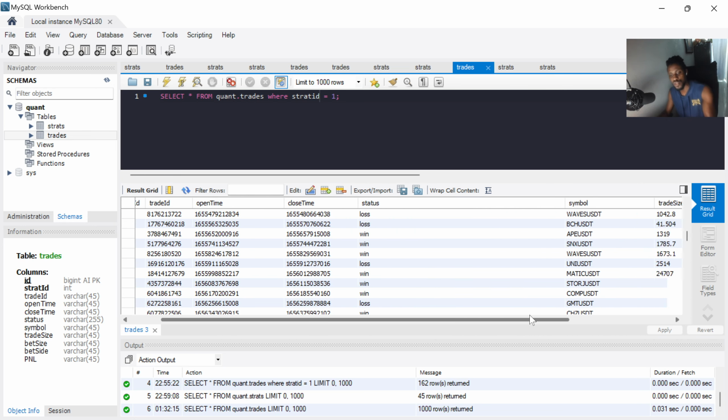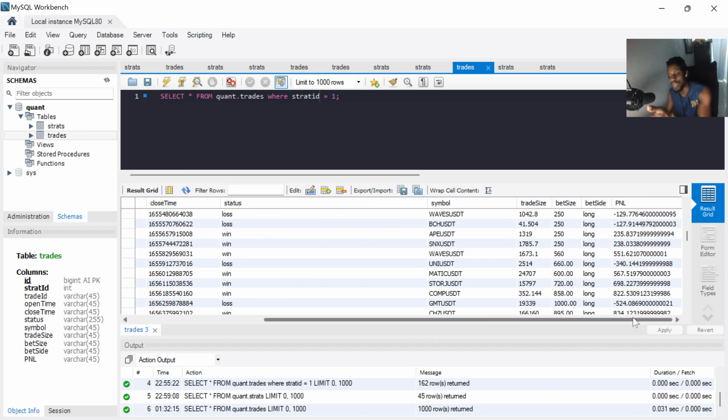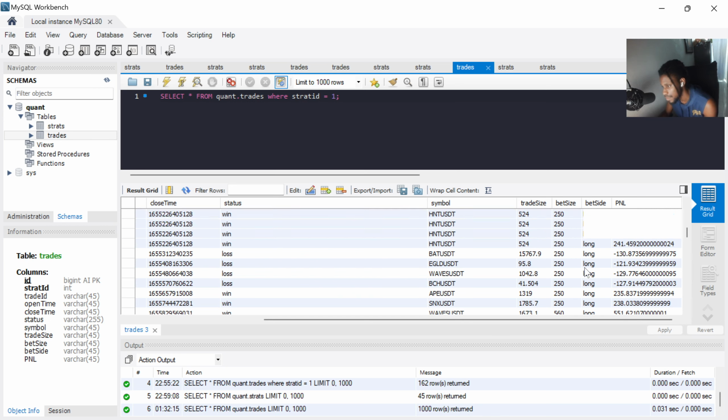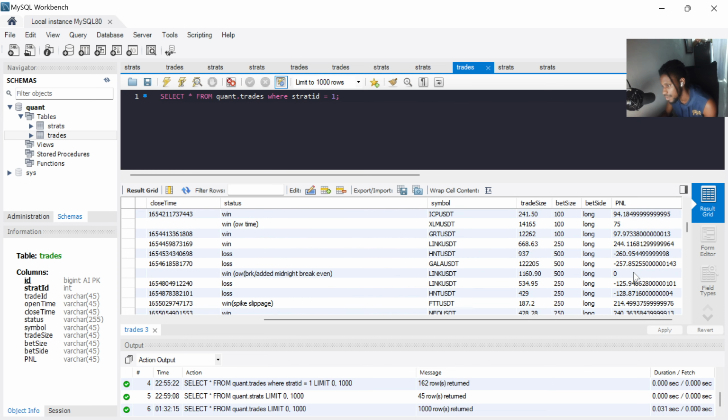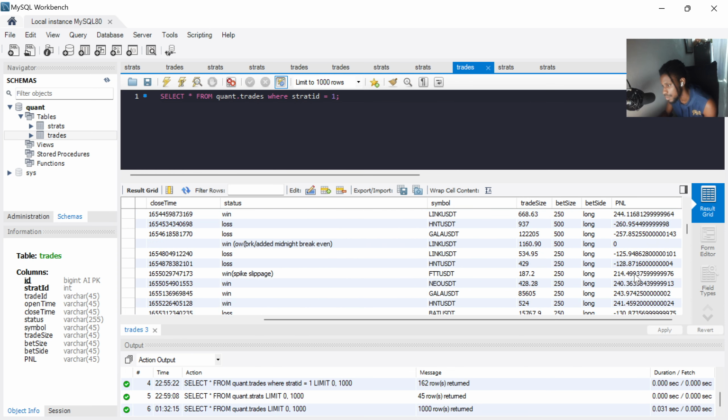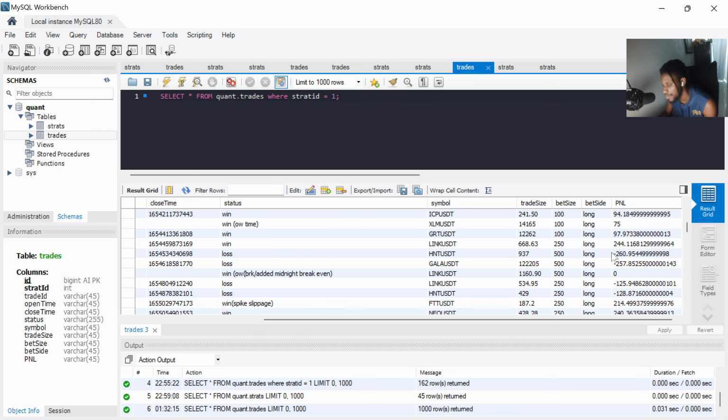You see, I have my strategy ID, my trade ID, open time, close time, my win status, whatever it was trading at that time. I wasn't taking these trades, the bot was taking them, and you can see here, let's start at where it looks like I scaled up some, right?